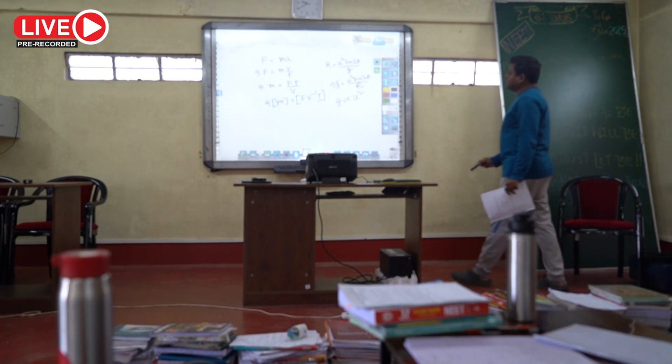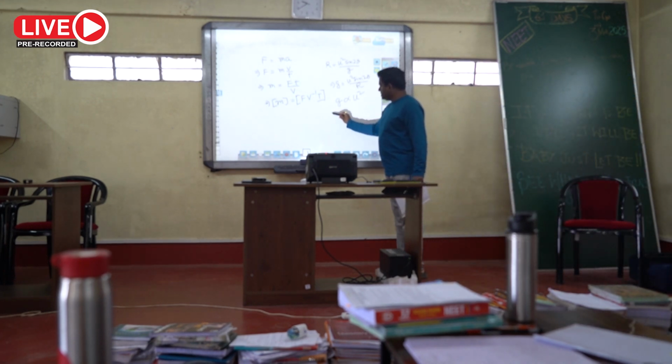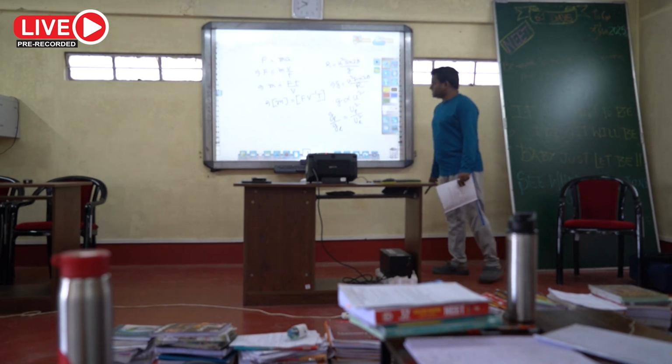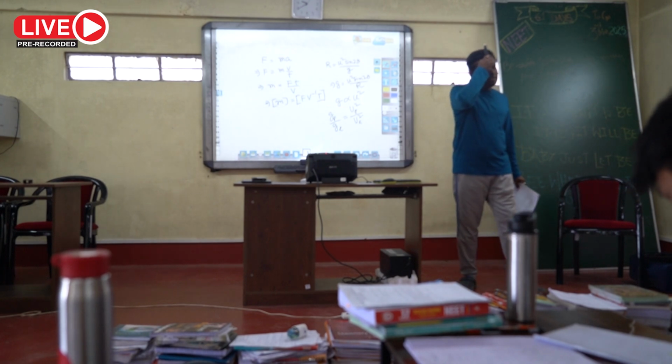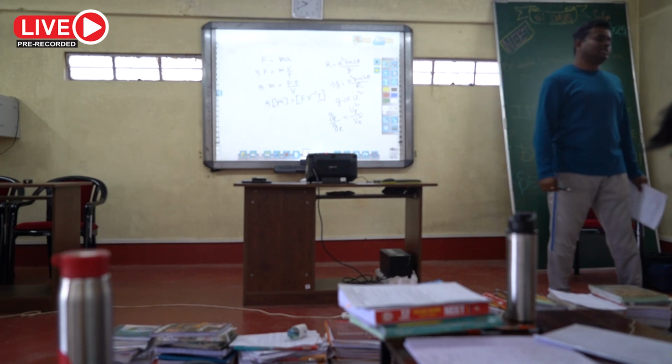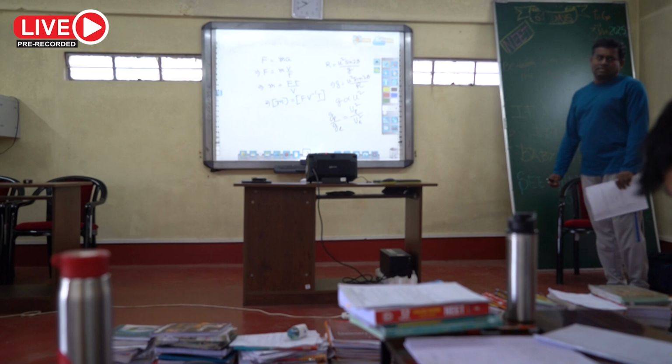So for the Earth, let us consider it is gE, and for the other planet gP. Then gP by gE is equal to uP square by uE square, meaning the initial speed of the projectile at planet P and the initial speed of the projectile at Earth.